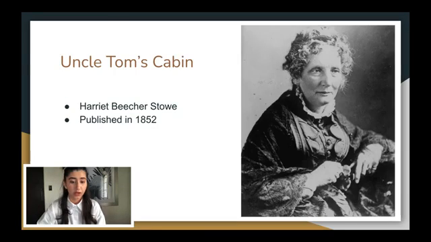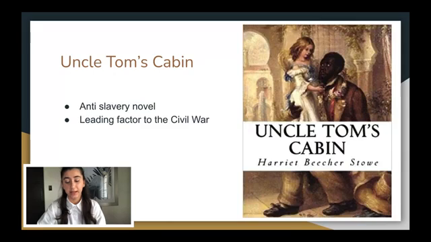Americans. To end the explanation on the Compromise of 1850, let's take a look at an interesting story related to the Compromise, the story of Uncle Tom's Cabin. Published in 1852, only 2 years after the passage of the Compromise of 1850, Uncle Tom's Cabin is an anti-slavery novel written by Harriet Beecher Stowe, who was an active abolitionist. This novel supported the rights of enslaved African Americans. In addition, the novel of Uncle Tom's Cabin was a factor leading to the Civil War.